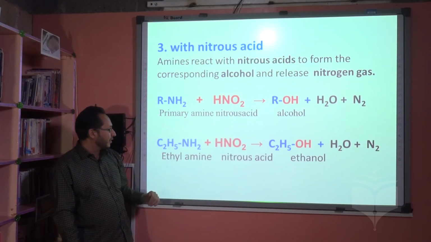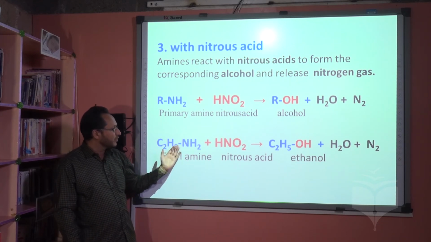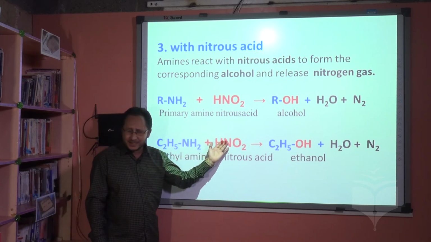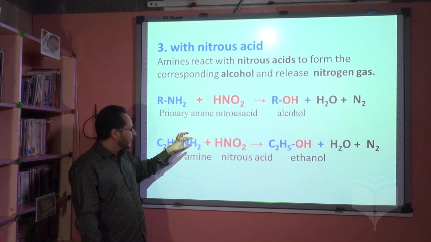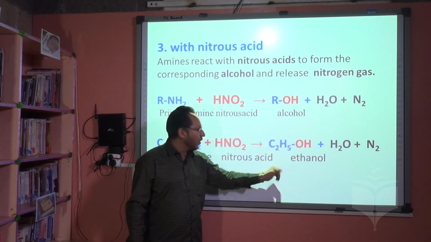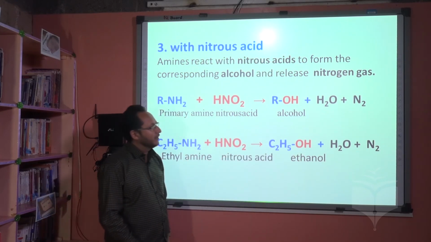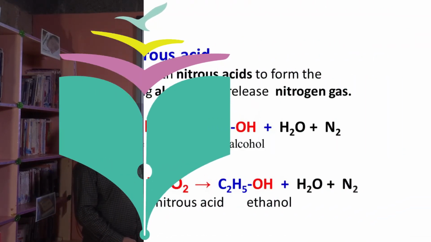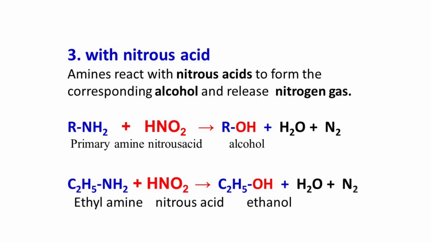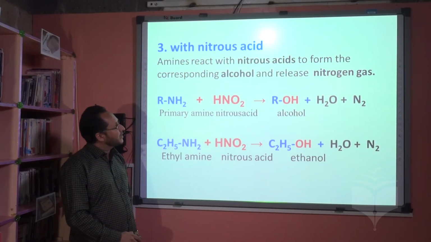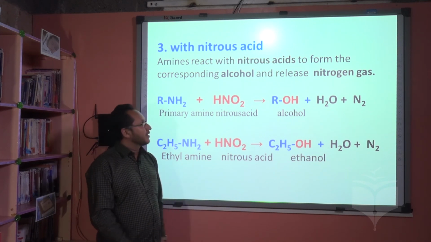Now, this is an example. This is ethylamine, C2H5NH2, with nitrous acid. You just have to know it. Replace NH2 by OH, you will get ethanol, and this is nitrogen and water as side products. These are the reactions of amines.